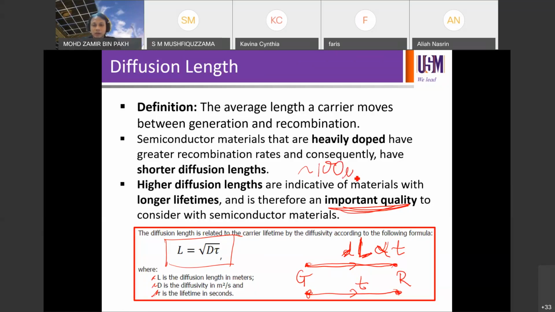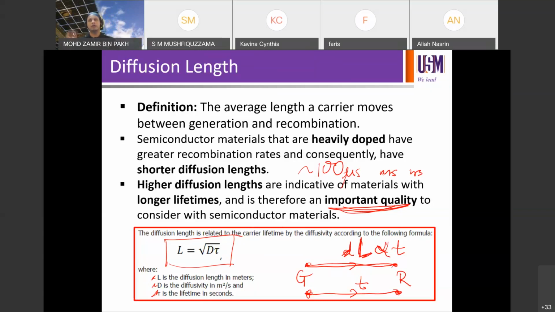So it can be somewhere around 100 microseconds, or it can be milliseconds. It can also be down to nanoseconds, or even lesser than that. So you want a semiconductor material with high lifetime. High lifetime means your carrier is going to survive long enough, and travel long enough through the material before they are collected by the PN junction or by metal contacts, right?